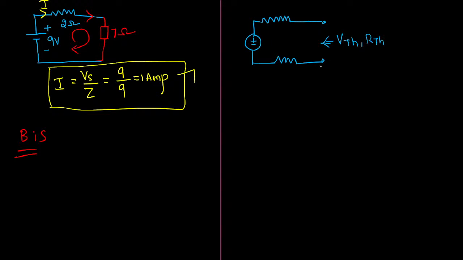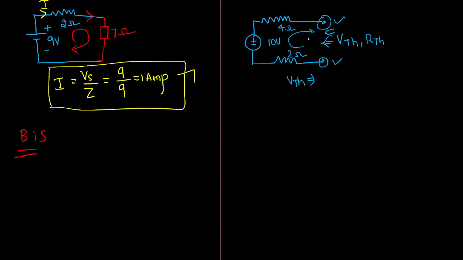Now basically what is the procedure to calculate the value of VTH? Let us take, this is some 10 voltage, this is 4 ohm, this is 2 ohm. Step number 1, identify the load terminal. Step number 2, remove the load from the load terminal. Step number 3, find the potential difference between the load terminal.